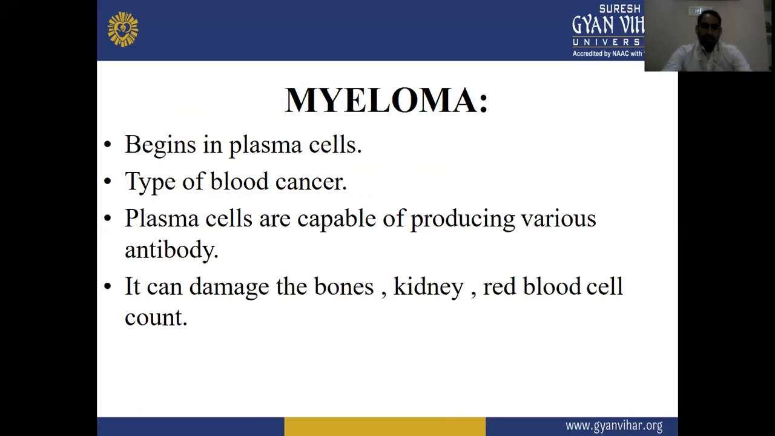Next one is myeloma cancer. Myeloma cancer begins in plasma cells and is a type of blood cancer. Plasma cells are capable of producing various antibodies, and myeloma can damage the bone, kidney, and red blood cell count.